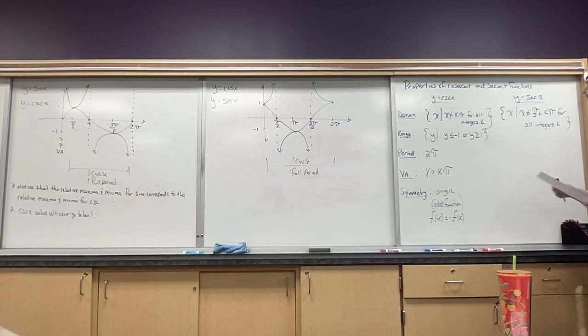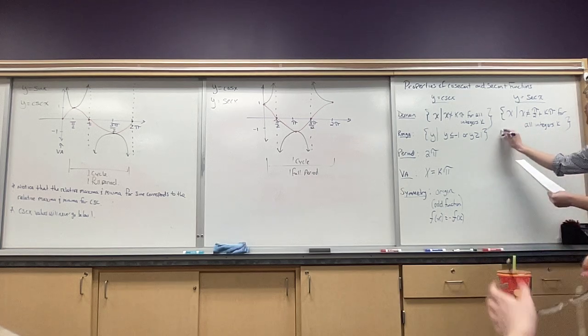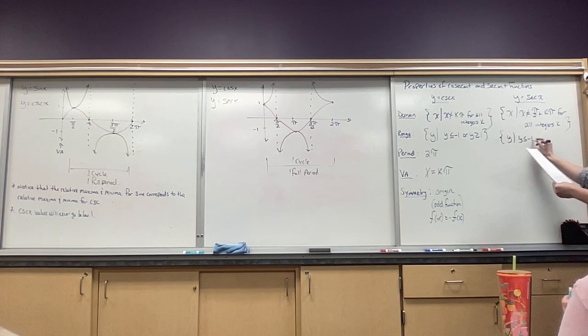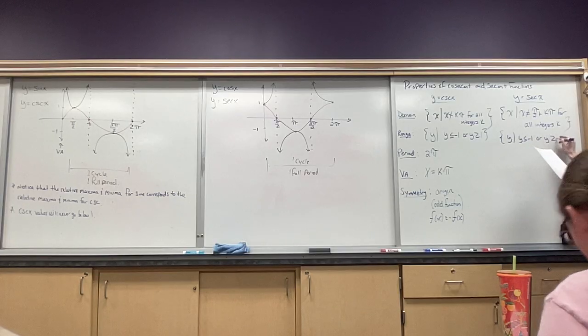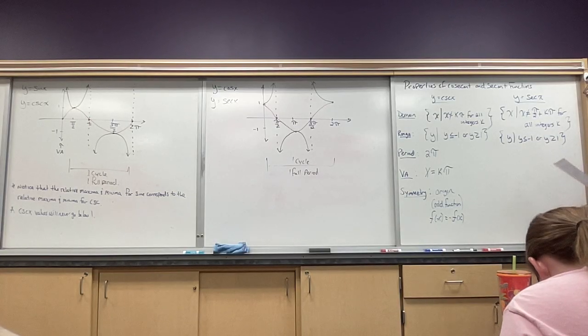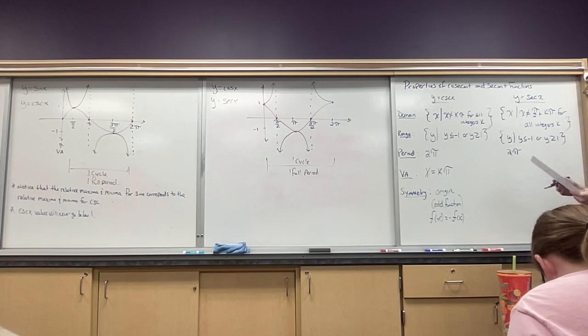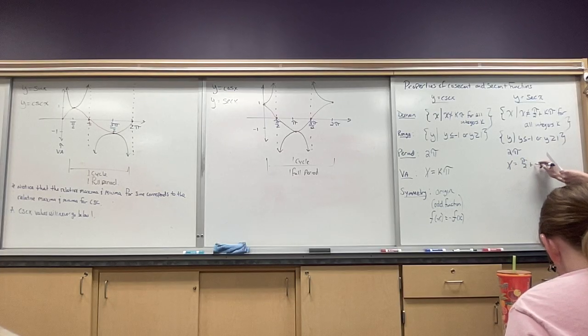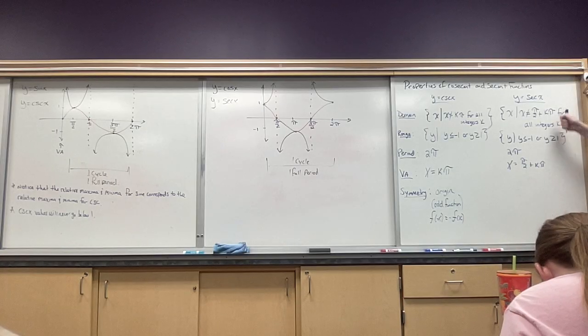All right. Now, range, it's going to follow suit with the cosecant. So y is less than or equal to -1, or y is greater than or equal to 1. Okay. Period is 2 pi. Vertical asymptote, okay. So that's pi over 2 plus any multiple of pi. So I'm just repeating it for the domain. That's where our vertical asymptotes are.